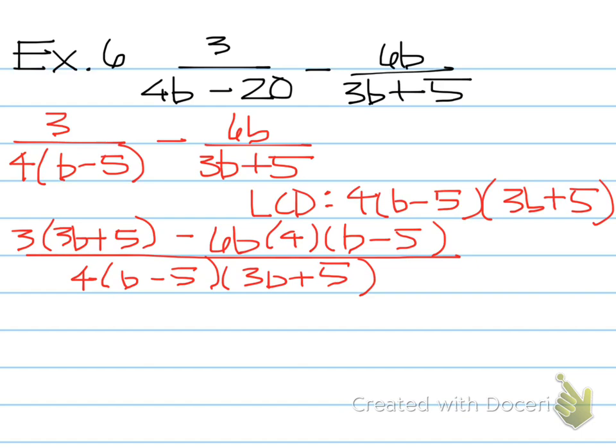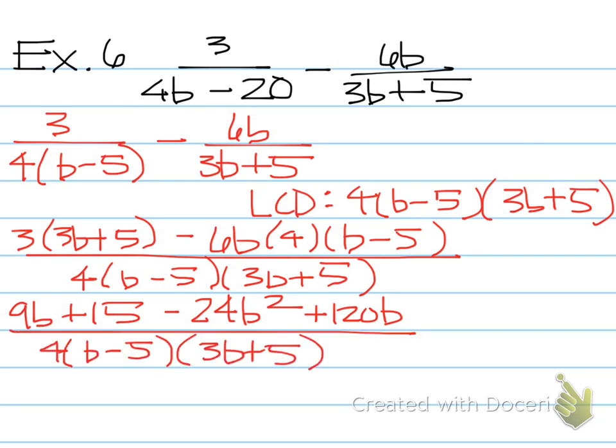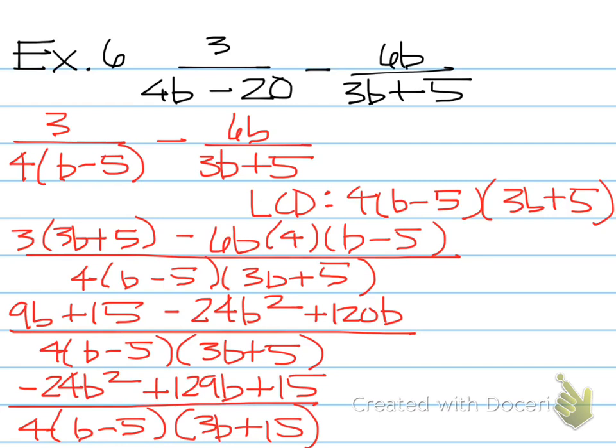When we multiply 3 times 3b plus 5, we get 9b plus 15. When we multiply negative 6b times 4 times b minus 5, we get negative 24b squared plus 120b. All of that over the LCD. Combine the like terms and put the terms in descending exponential order. First term is going to be negative 24b squared in the numerator plus 129b plus 15. All that over the lowest common denominator.